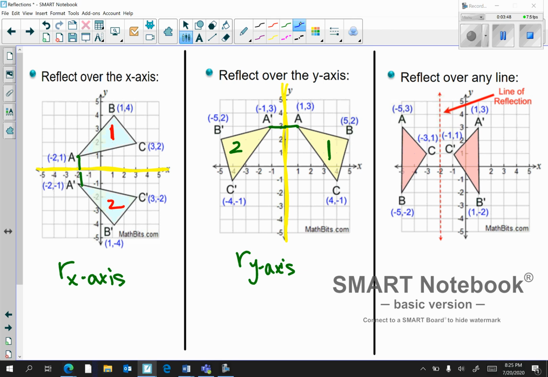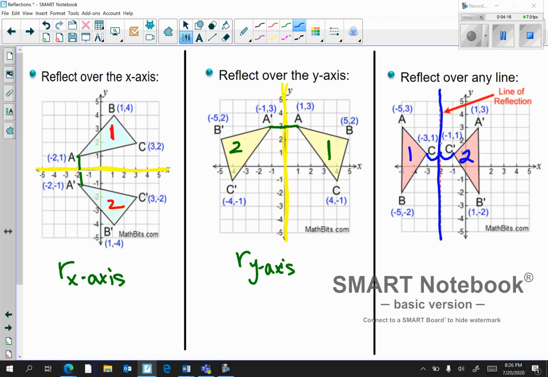Lastly, we can reflect over any line. So for example, I have my pre-image, triangle ABC, and my image, triangle A prime, B prime, C prime. This is being reflected in this line. I can tell because the distance from C to the line of reflection is the same as the distance from C prime to the line of reflection. There is one box on either side.